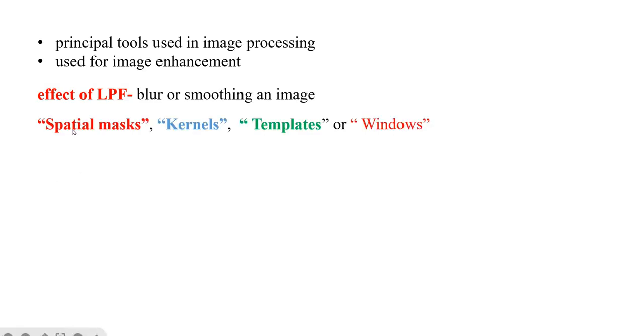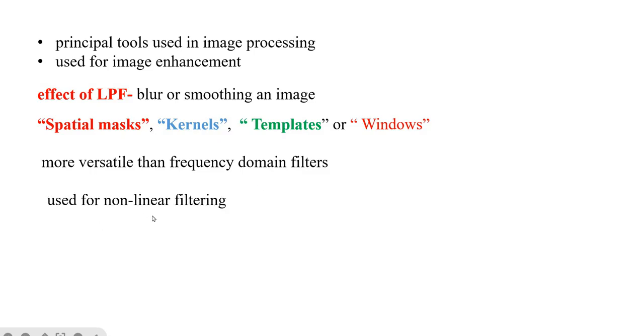These spatial filters are also called spatial masks, kernels, templates or windows. Spatial filters offer considerably more versatility compared to frequency domain filters, and because of this reason they are used for non-linear filtering.